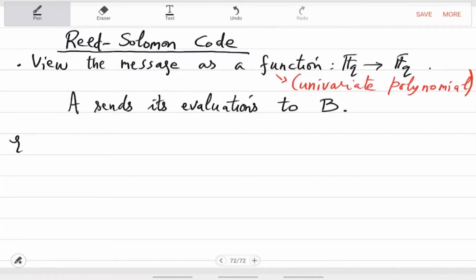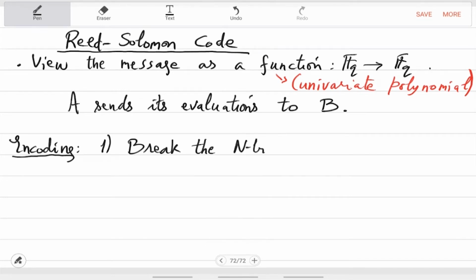Okay, so the encoding is, the exact implementation will be, you first, as I said, consider your message in blocks to get the coefficients of the polynomial. So break the bit message M into k blocks, each of size b bits.